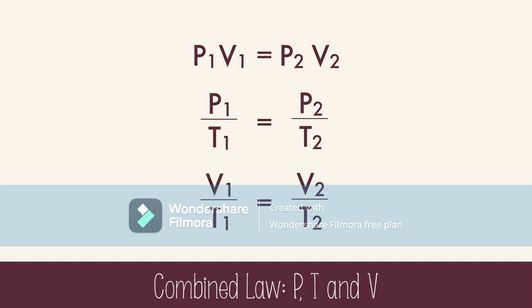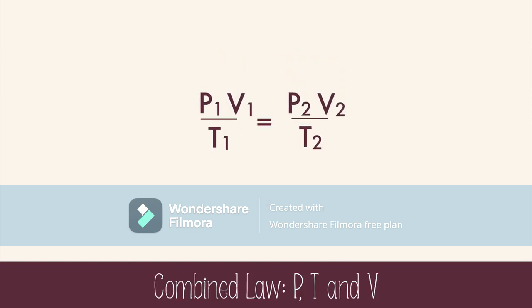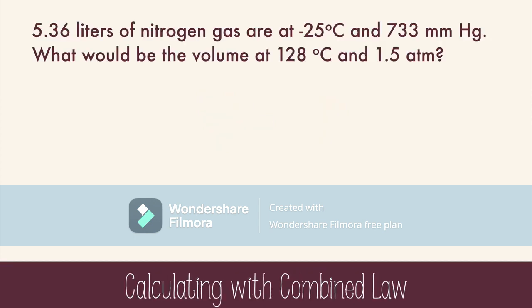Take a look at Boyle's law, Gay-Lussac's law, and Charles's law together. We can combine these 3 laws as long as we hold the number of moles constant. Amazing! Let's try a problem with this. 5.36 liters of nitrogen gas are at negative 25 degrees Celsius and 733 millimeters of mercury. What would be the volume at 128 degrees Celsius and 1.5 atmospheres?